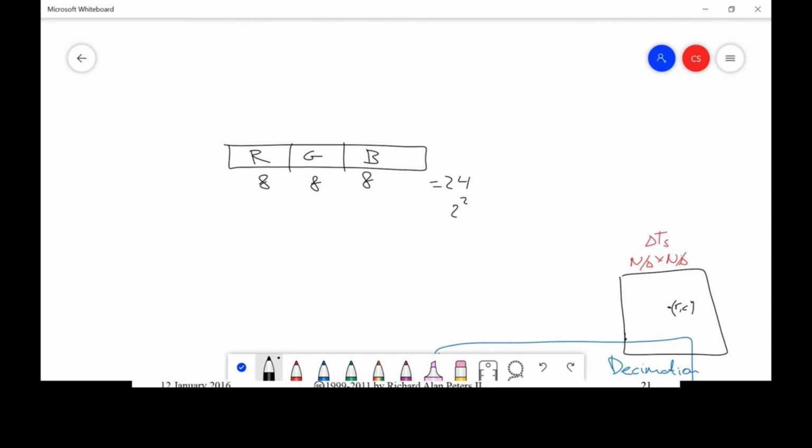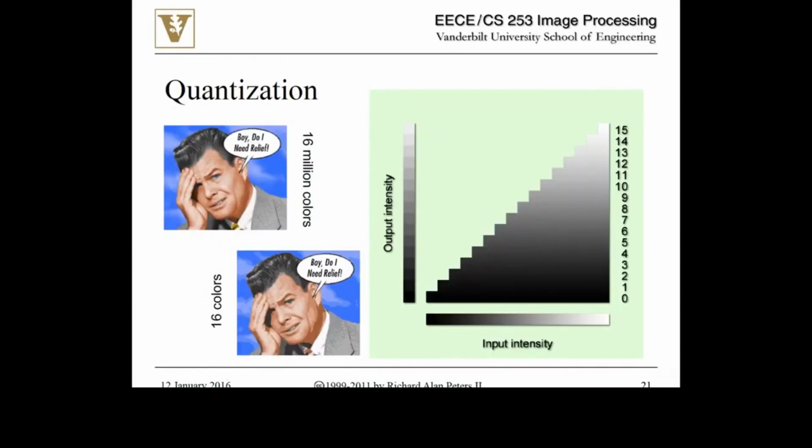And then you can represent 2 to the 24. 2 to the 24 is 2 to the 4 times 2 to the 20. This is 16, and this is more or less a million. It is not exactly a million, but close to a million. So this is where the 16 million colors come from. This is 16 colors. So 16 colors, how many bits do you need for that? 4 bits. Good.